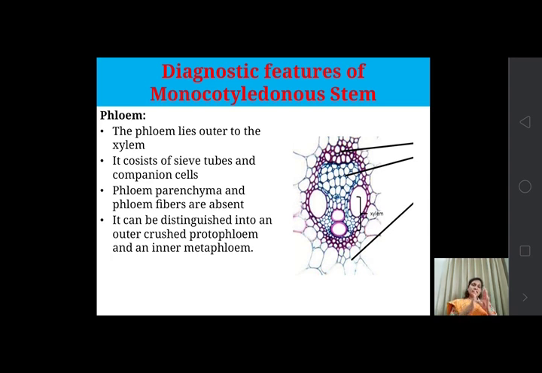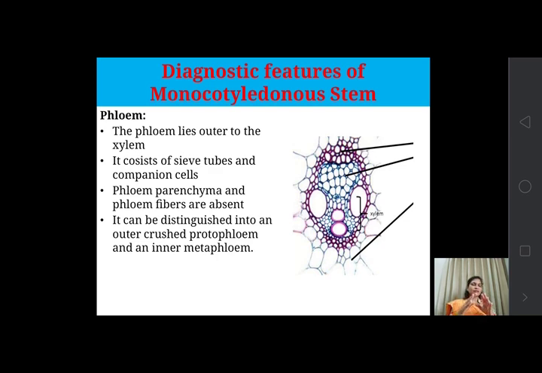So these are the main differences between the dicotyledonous stem and the monocotyledonous stem. You identify the internal structure of these two by looking at the ground tissue, the vascular tissues and the hypodermis. These are the three main points. On the basis of that, you can easily distinguish the two types of stem. So this is about the stem of monocotyledonous plants, that is the maize plant.